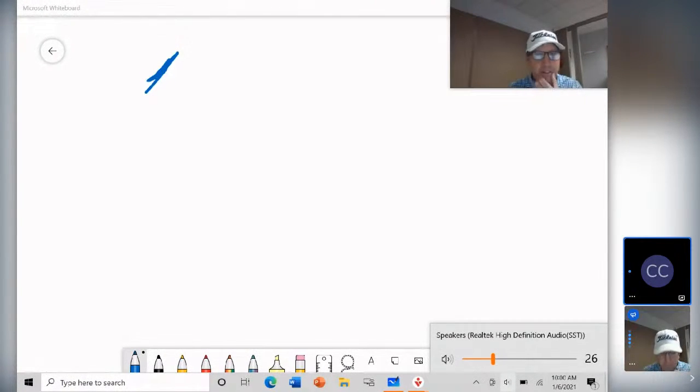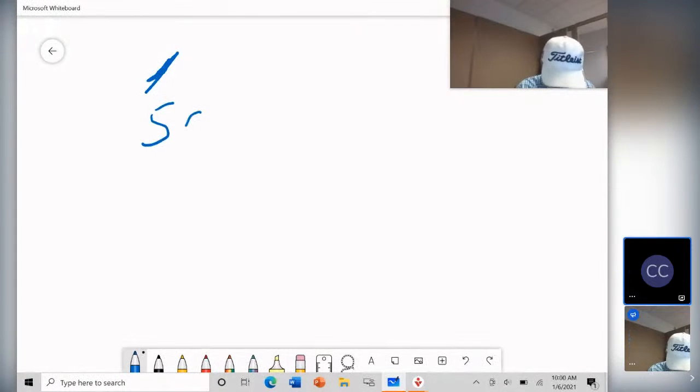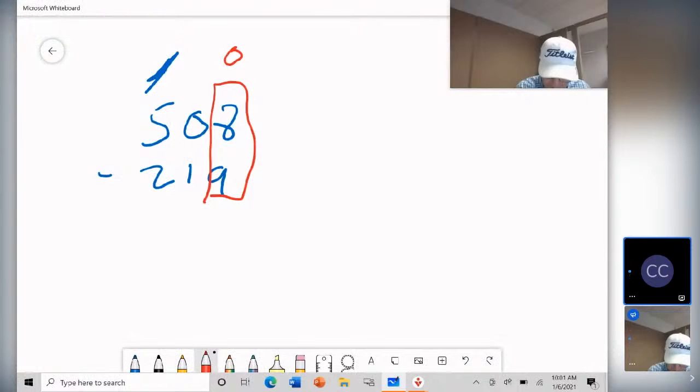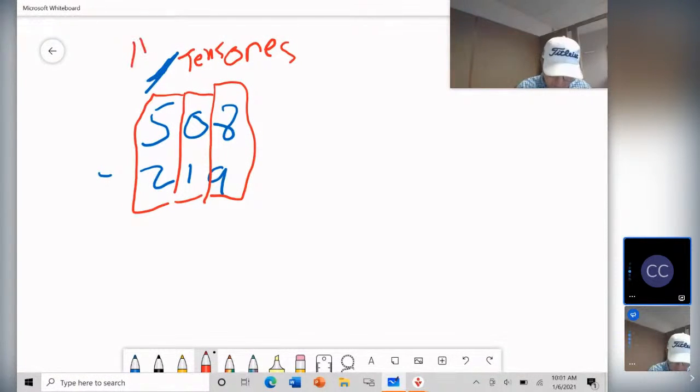I think we might have done this before, but the first problem we're going to have is 508 minus 219. And really what I want to look at, just so you get an idea of borrowing, is place value. This column right here is the ones. The next one would be the tens. And the third one would be the hundreds.